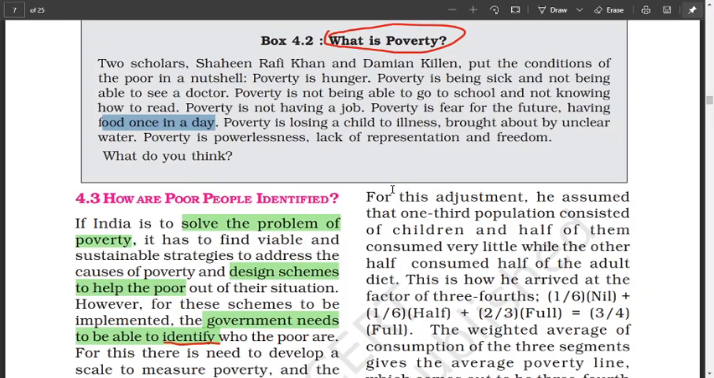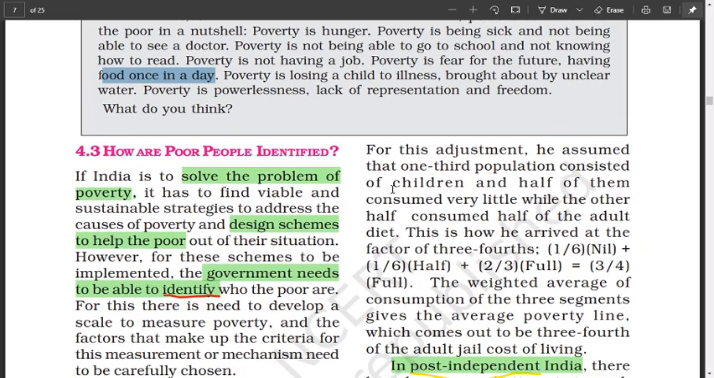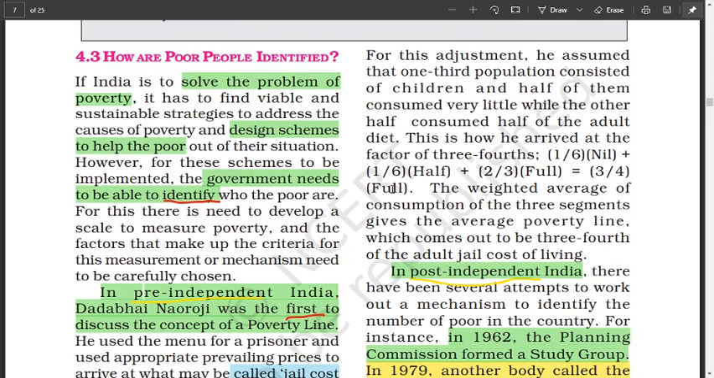So how in India can we identify poverty? Because we know it's a problem, we have to solve it. We have to identify them. How can we solve it without knowing who are poor, who are in this situation of poverty? So that's why we first need to identify them, in order to design schemes to help these poor.